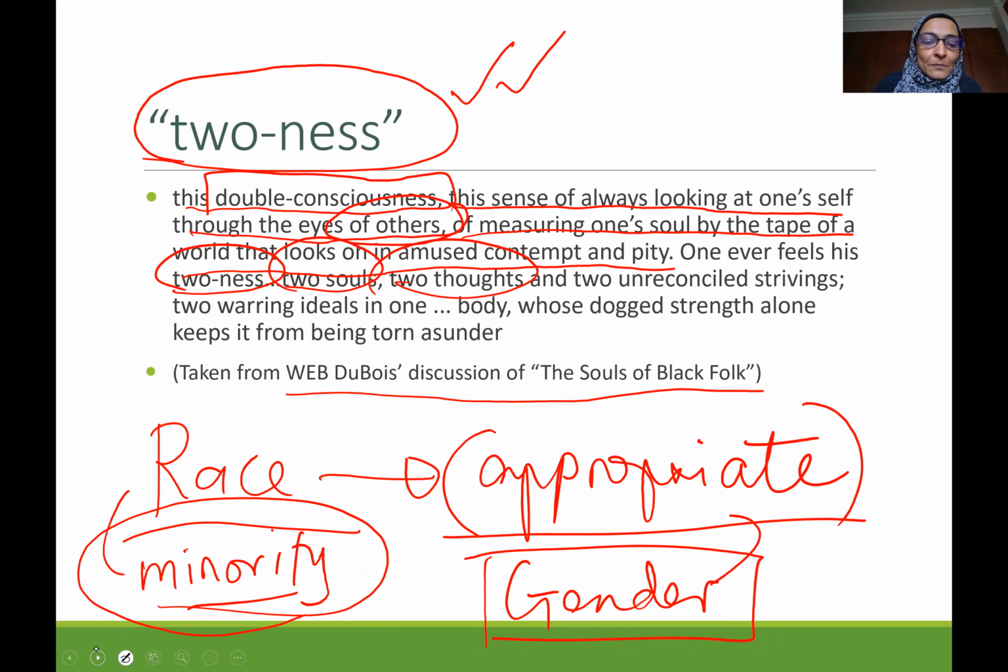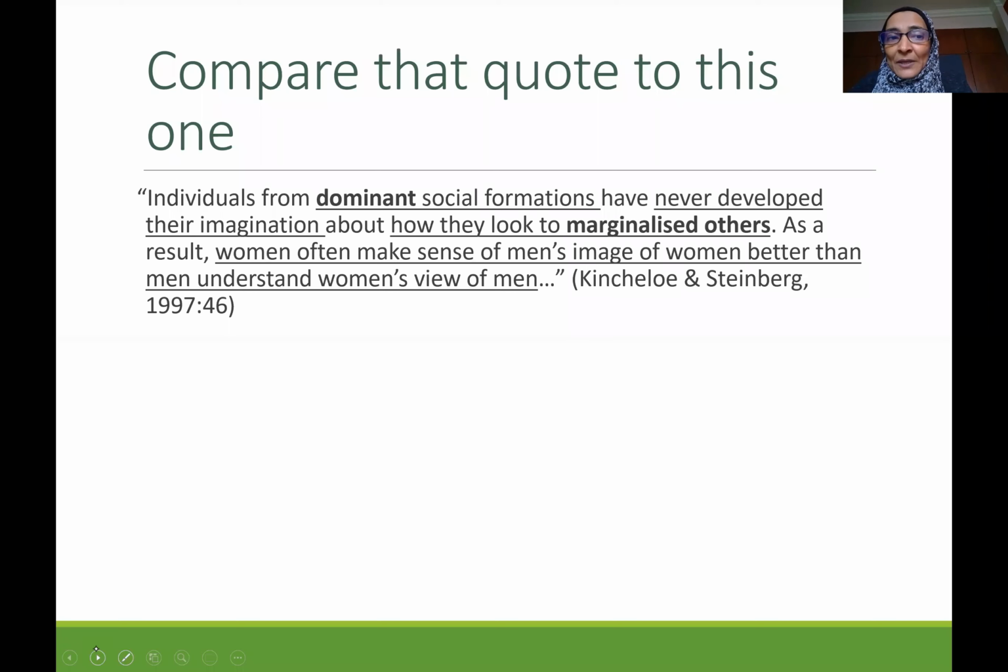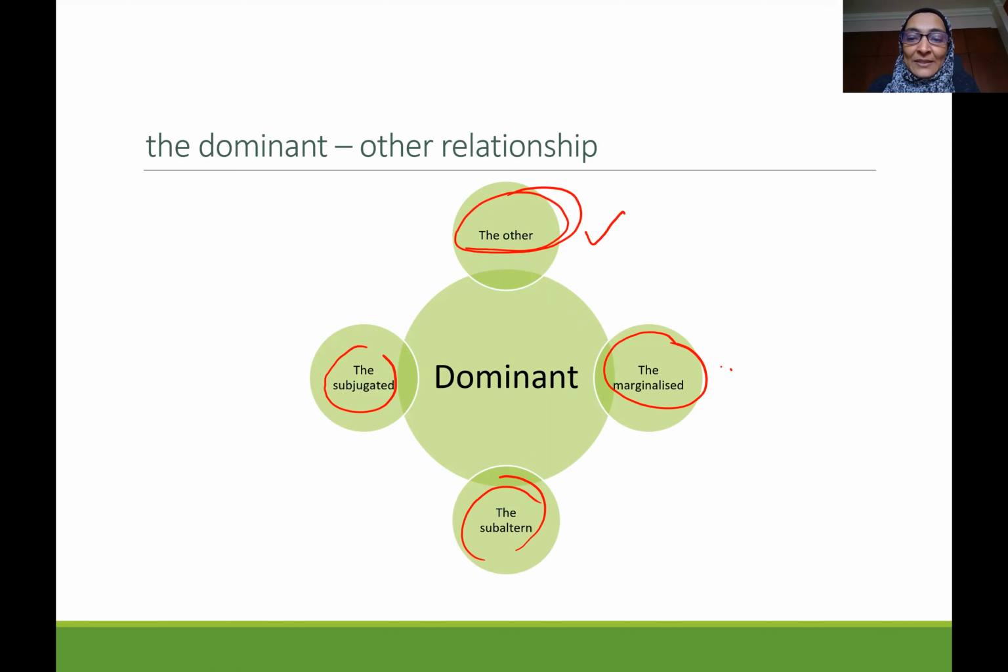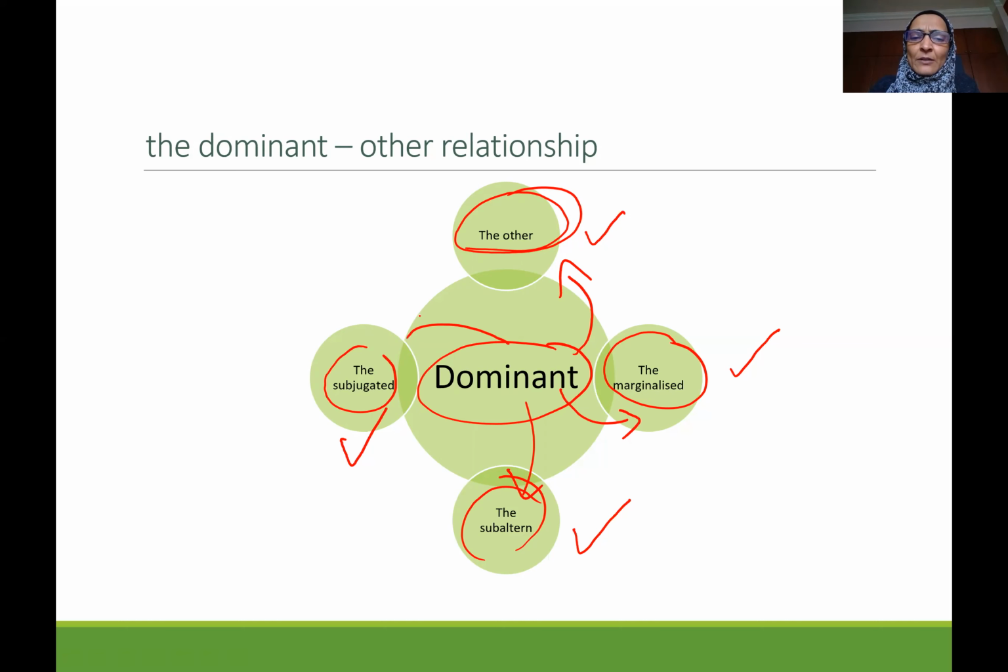Now, in gender studies, this concept is also applicable. So look at this particular quote, another quotation. Individuals from dominant social formations have never developed their imagination about how they look to the marginalized others. As a result, women often make sense of men's image of women better than men understand women's point of view. So that idea of when you are on the margins, you tend to see your perspective as well as how others or the dominant perceive you. Do you understand that concept? So far, okay.